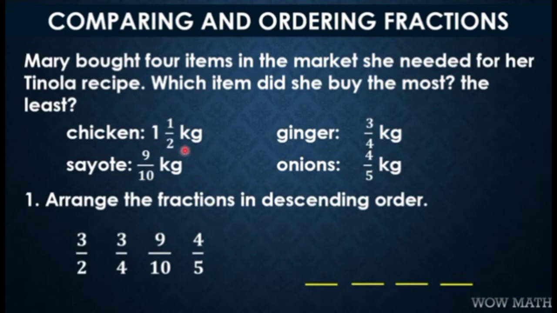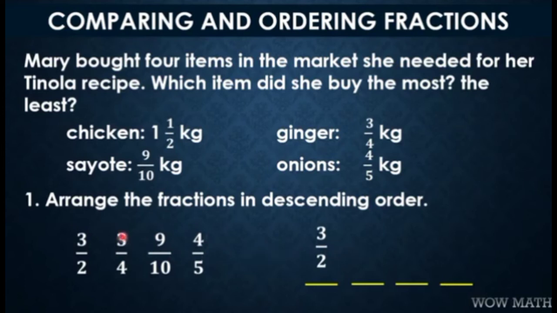Now, it's obvious that from the given items, chicken is the most or yung pinakamarami. Di ba? Siya yung pinakamabigat. Now, so ibig sabihin, siya na agad yung pinakamataas natin, yung 3/2. Why? Kasi meron siyang whole number. Alright? Now, so what's next? Ano yung second highest natin?